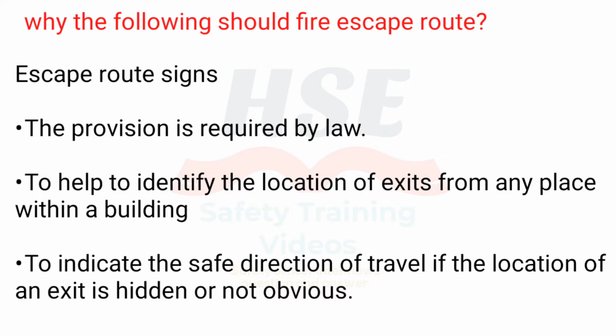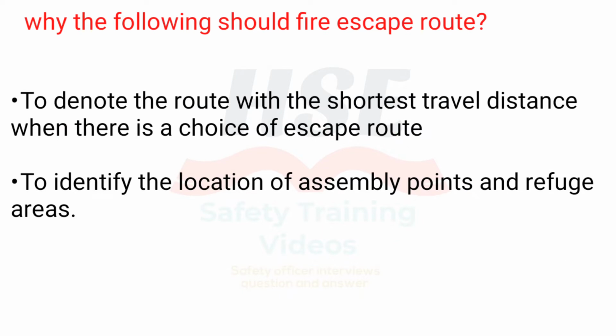Escape route signs. The provision is required by law to help to identify the location of exits from any place within a building. To indicate the safe direction of travel if the location of an exit is hidden or not obvious. To denote the route with the shortest travel distance when there is a choice of escape routes. To identify the location of assembly points and refuge areas.